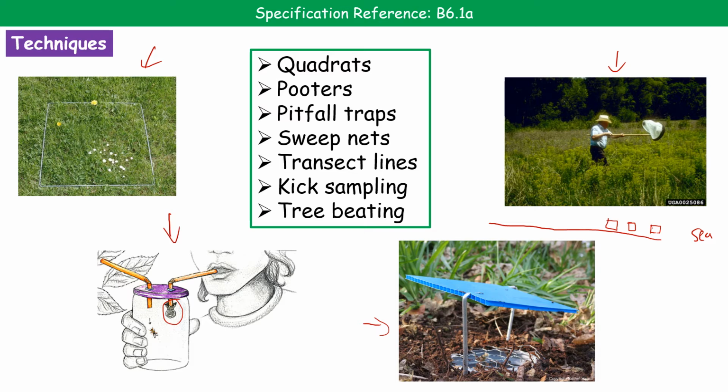Kick sampling, that's where you're going to go into a river and, as the name suggests, kick the edge a little bit, disturbs anything that's there so you can then catch it in a net downstream. And tree beating, stretch a big white sheet under a tree, give it a little bit of a shake on the branches, and then all the little bugs fall down on the white sheet, and again you can see what's present.